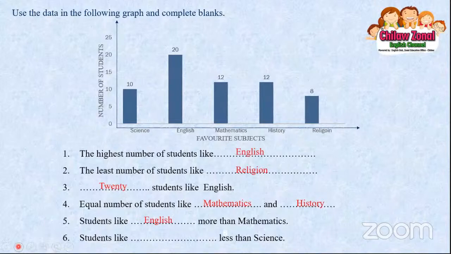Next one, students like blank less than science. Less than. 10 students like science and the lesser number is 8. So the subject is religion, right? Students like religion less than science.